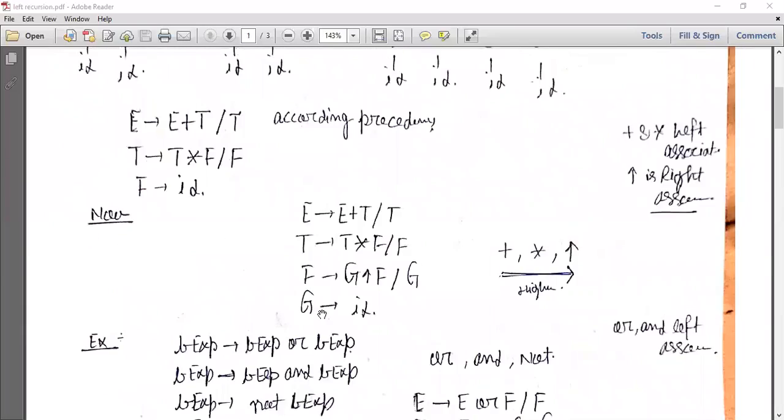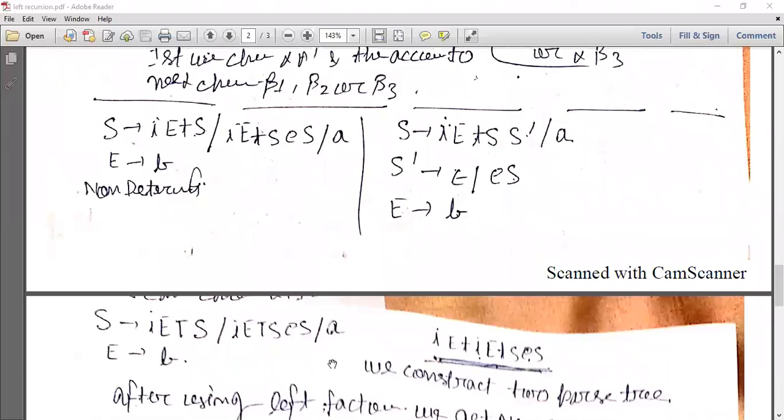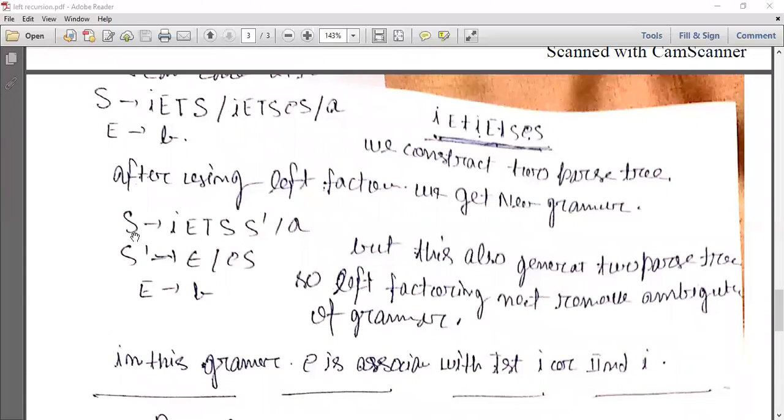Left recursion, right? That is a part: how to remove the left recursion. On the basis of that, we construct a new grammar. S tends to iS S dash slash A, and S tends to epsilon. But this also generates two parse trees, right? So left factoring is not removal of ambiguity of the grammar.